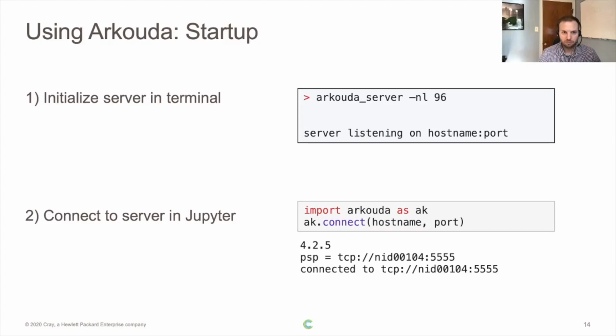You'll use that hostname and port on the Python 3 Jupyter client to connect to that Arkouda server. So here we've imported the Arkouda module, and we've connected to it with the hostname and port.